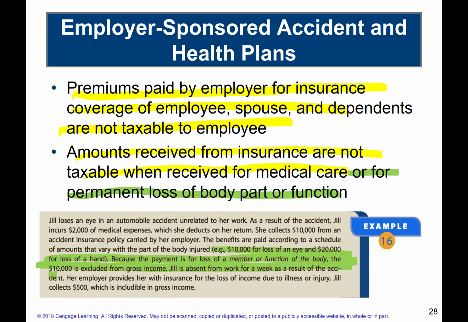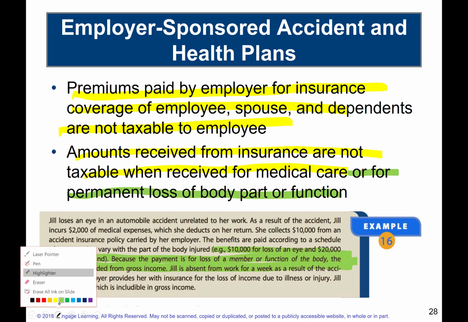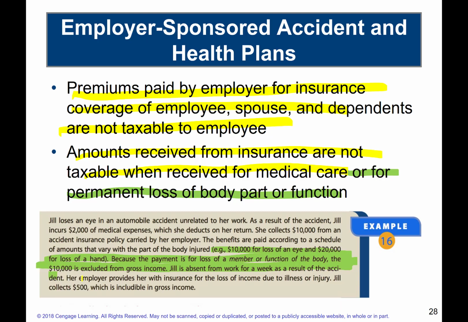Okay. Now, if the employer gives her money for the day, and she only misses a day of work, then that one day that she loses, the income they give her for that is taxable because that's compensating for the missed work time.